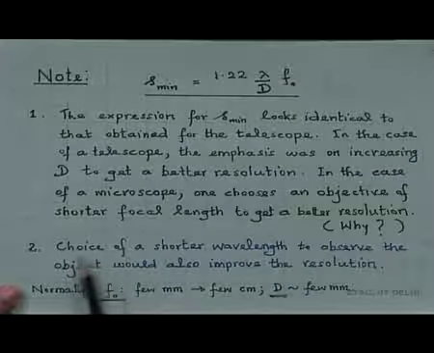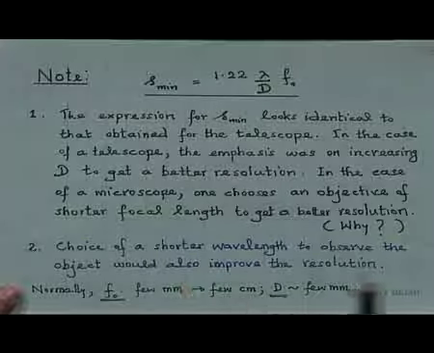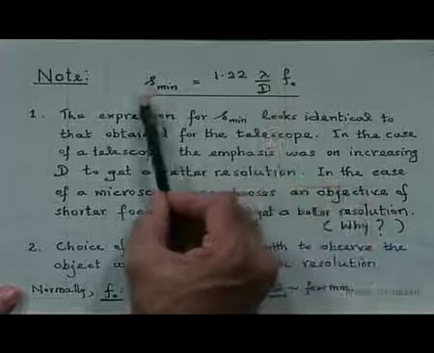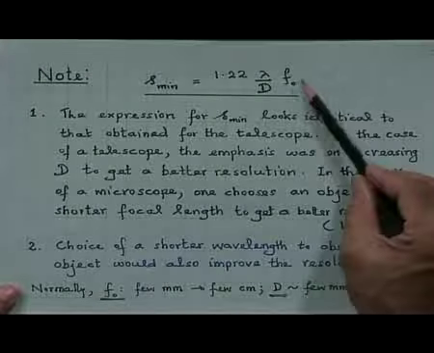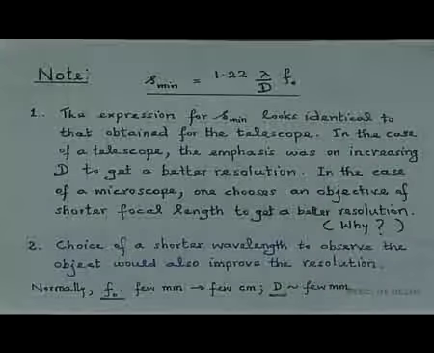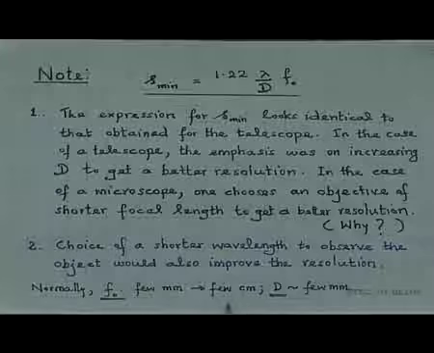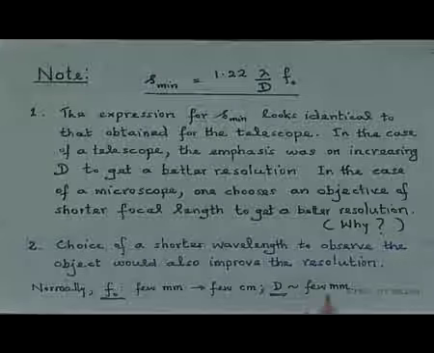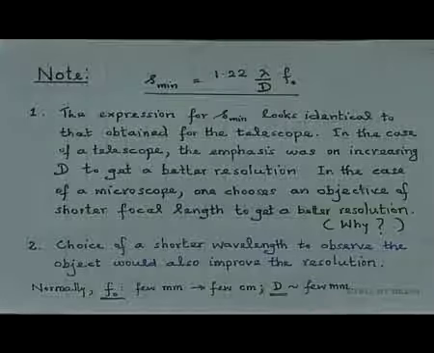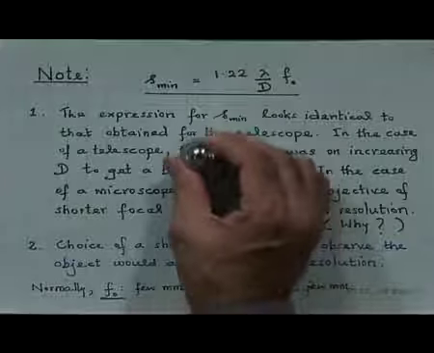The second, of course, is the choice of a shorter wavelength to observe the object, which would also improve the resolution. A smaller value of lambda means a smaller value of S min. Typically, the focal length of the objective is of the order of a few millimeters to a few centimeters, and D, the diameter of the objective lens, is about a few millimeters. I have an objective here, you can probably see it. Let me keep it on the plain paper.